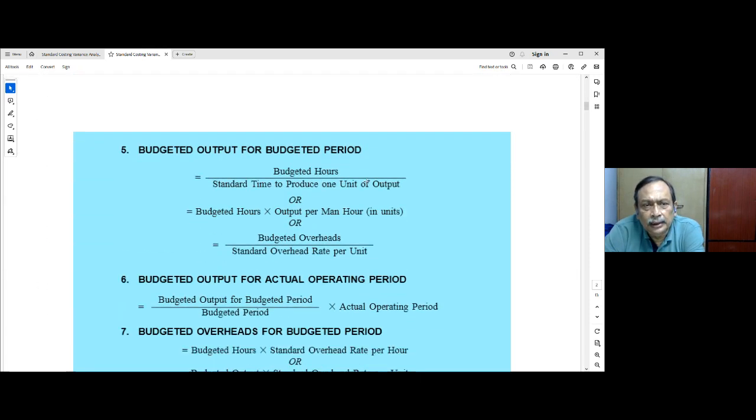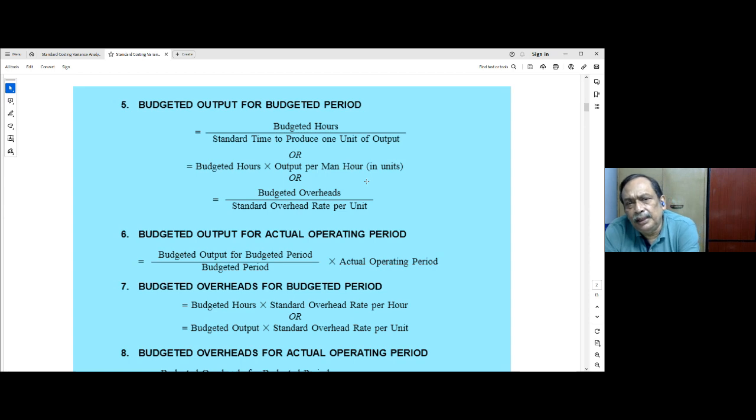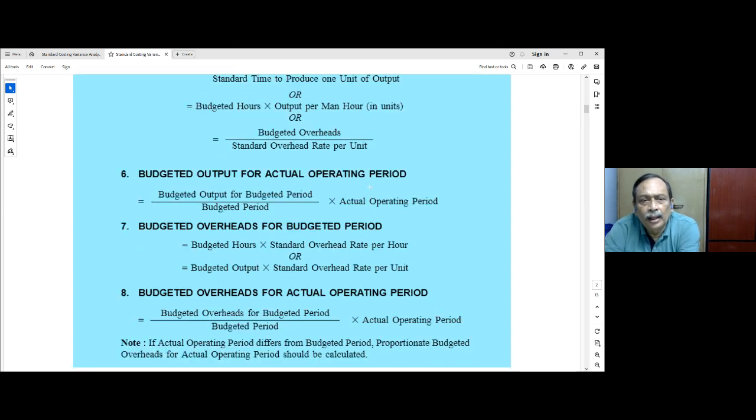Next, we are having budgeted output for budgeted period. It is nothing but budgeted hours divided by standard time to produce 1 unit of output, or budgeted hours into output per man hour in units, or budgeted overhead divided by standard overhead rate per unit. And again, budgeted output for actual operating period, we may calculate as budgeted output for budgeted period divided by budgeted period multiplied by actual operating period.